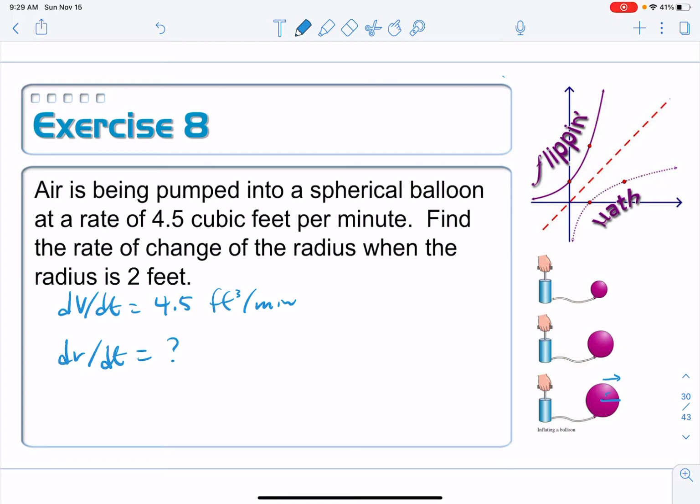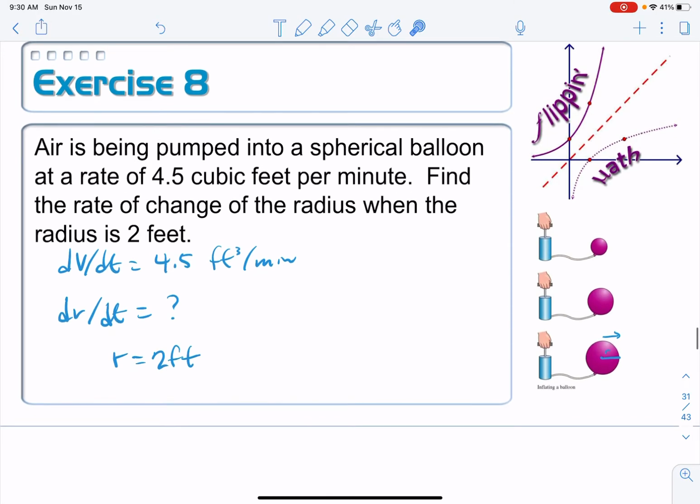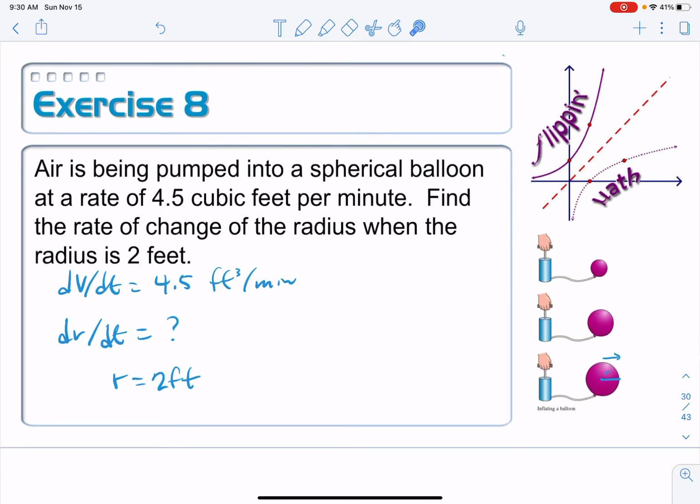And then, find when the radius is 2 feet. So we have r equal to 2 feet. Question: when is the radius equal to 2 feet? Always? No, at a particular instant. The clue there is "when it happens." When it happens at a particular instant, that means we do not plug that 2 in until after we're done differentiating. Otherwise, it's just going to go to 0. It's going to mess everything up. Okay, so I think that we've got all of the quantities that we need.